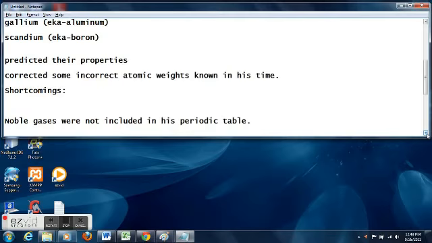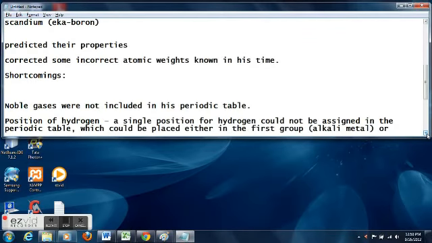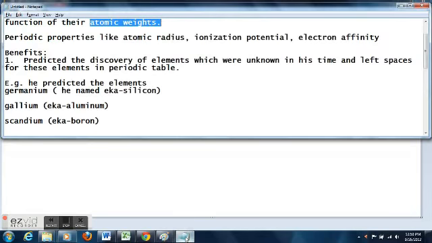And of course there are many shortcomings of his periodic table. Some of them are noble gases like helium, neon, argon. They did not have any position in his periodic table. Okay, you can see the first 3 rows of Mendelev's periodic table here. You can pause your video if you want, and you can see how he designed his periodic table.